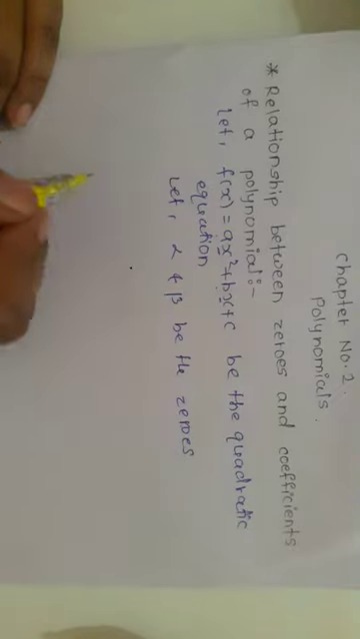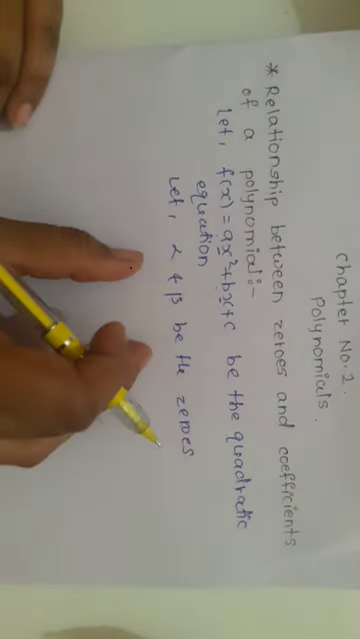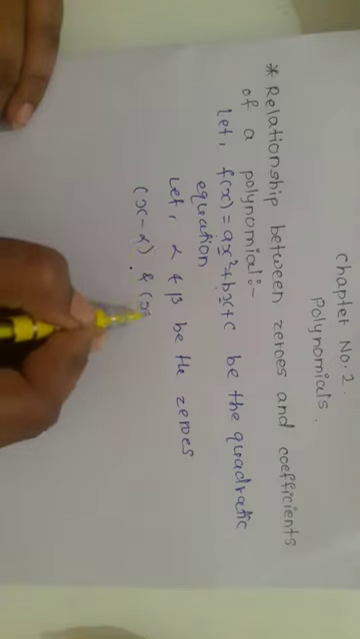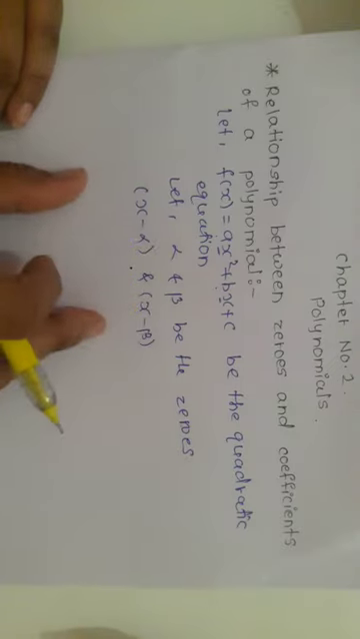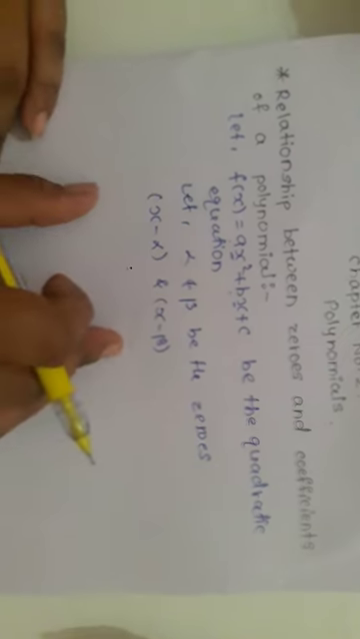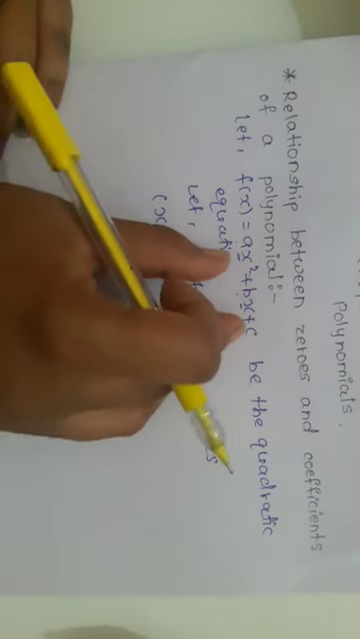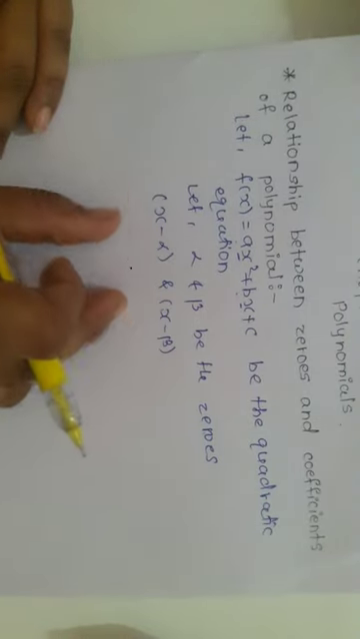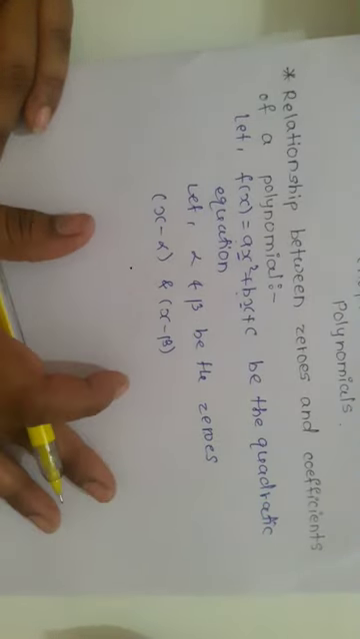By the factor theorem, how can we write this alpha and beta as x minus alpha and x minus beta? By the factor theorem, alpha and beta mean factors, or we can say that factor means zeros of this polynomial. We can write these zeros of the polynomial as x minus alpha and x minus beta.